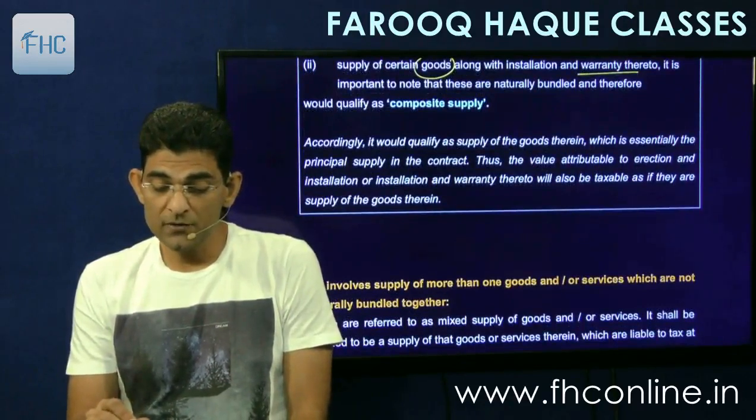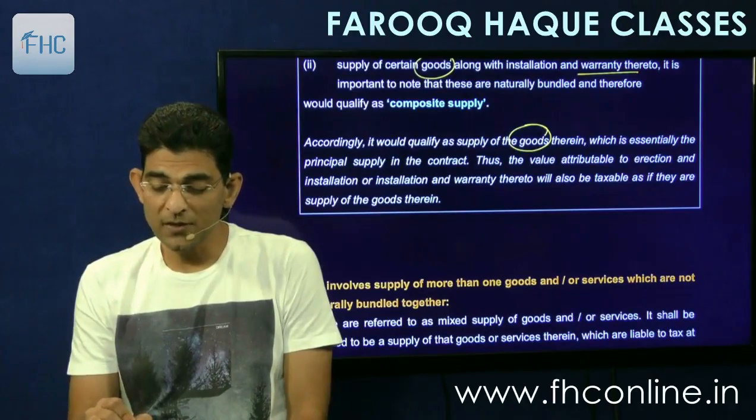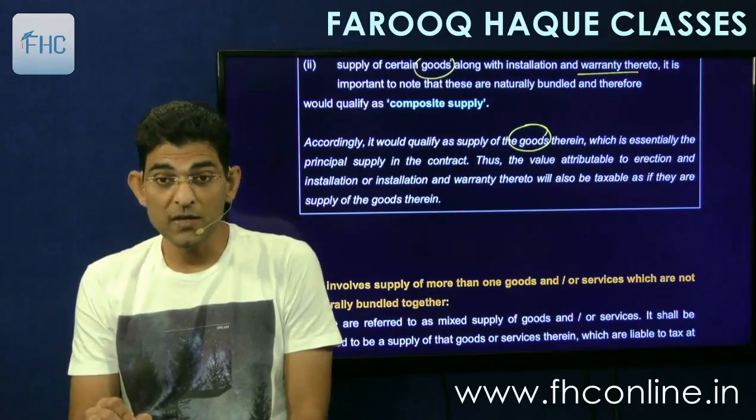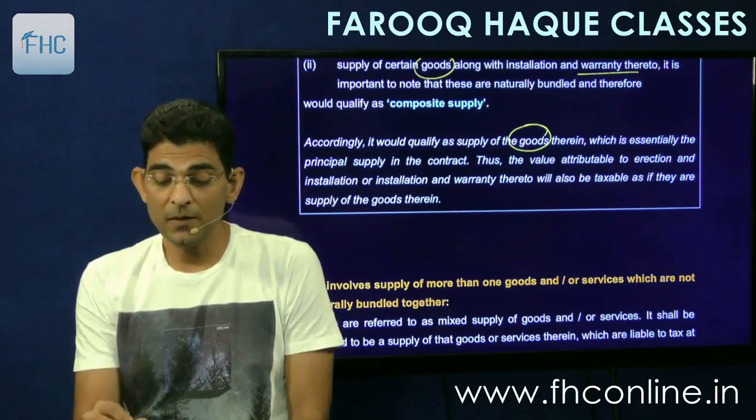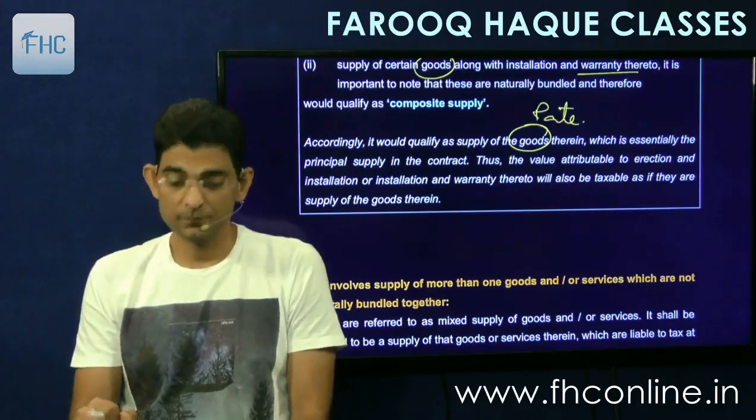Accordingly, it would qualify as supply of goods therein, which is essentially the principal item in the contract. The value attributable to erection and installation or warranty etc. will also be taxable as if they are supply of goods therein. Means the rate will be applicable as it is applicable to goods.